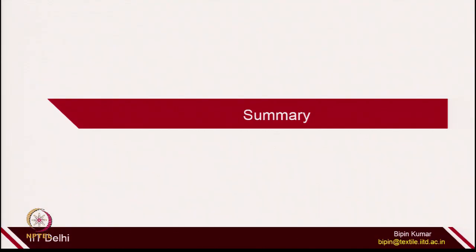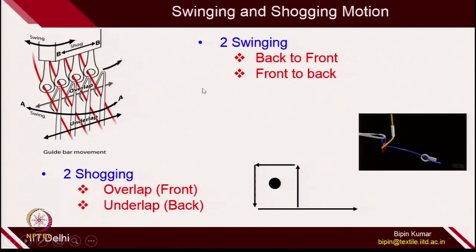So, let us summarize. I know this class looks repetitive, but it is very important, because I need to give a little bit of pause here. Once you completely understand swinging, shogging, overlap and underlap for each course, then only it is advisable to go for analyzing different structures. Again, this is the summary of swinging and shogging motion. This is the guide bar and these are the needles. The guide bar swings from one side of the needle to the other side, and also laterally shifts along the needle bar.